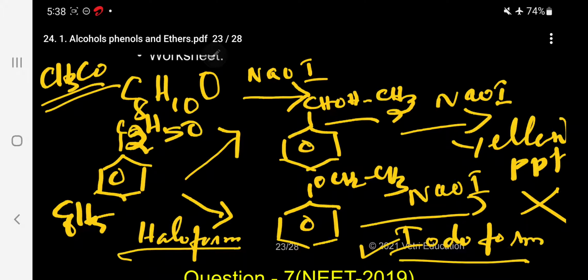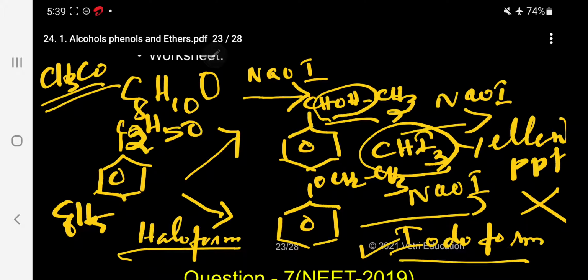So what is the actual reaction of iodoform? There is the secondary alcohol. On oxidation it is converted into the corresponding COCH3. So this will answer the iodoform reaction, and the product will be iodoform. So the answer is very easy.